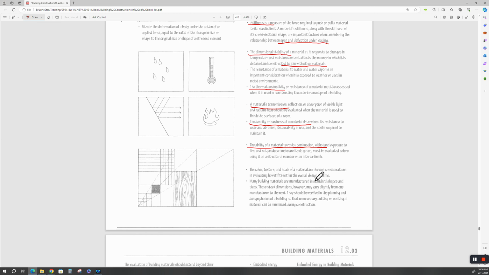Color, texture, and scale of materials are obvious considerations in how it fits in the environment for people and how it makes them feel and work and produce what they're getting paid to produce. Many building materials are manufactured in standard shapes and sizes, and these stock dimensions, however, may vary slightly from one manufacturer to the next. They should be verified in the planning and design phases of the building so that unnecessary cutting or wasting of material can be minimized during construction.